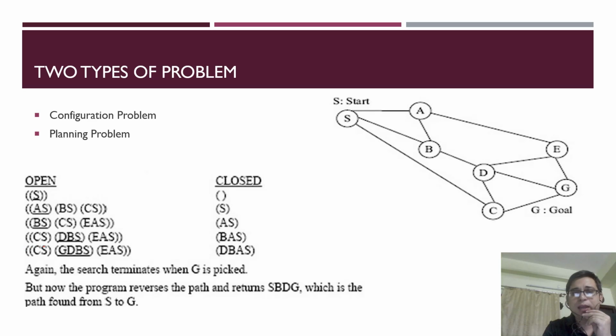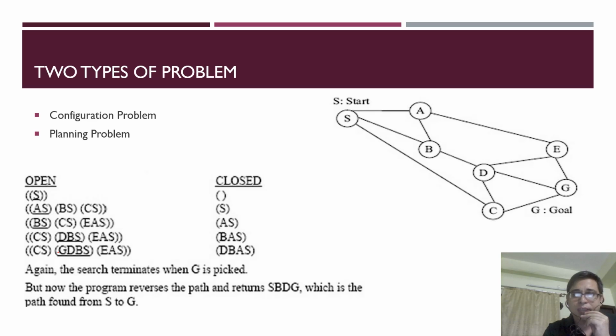Let's say now DBS is picked. What is the neighbor of D? The neighbor of D is G. E is already picked up, C is already picked up, so only G will be added. So it is GDBS. Now when you extract the first node out of GDBS, you see that it is the goal. So it is now very simple. You just need to reverse this string, which tells you to go from S to B, B to D and D to G. Is it clear to you?